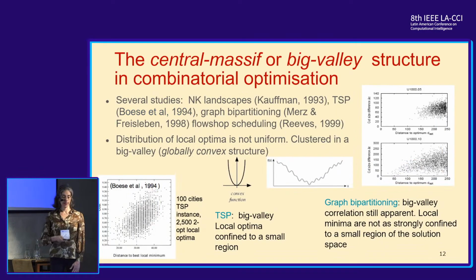Another metric, this idea of the fitness correlation, is also related to the idea of the Big Valley structure. In many combinatorial problems, like the traveling salesman problem, but also in graph partitioning, quadratic assignment problems, etc., it has been found that there is this correlation. So good solutions are not isolated. They are more like in mountain ranges, in clusters, if you like.